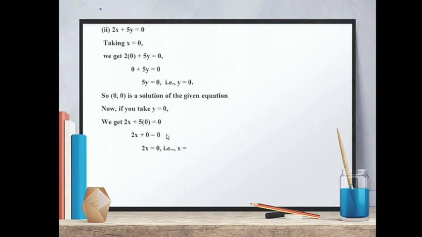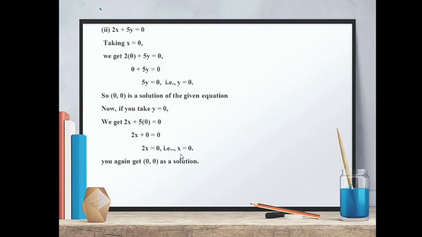Therefore x is equal to 0. So here we got x as 0, as I have taken y as 0. By simplifying the equation, by putting the value of y in the equation, I got x as 0. Then the solution is, you again get (0, 0) as a solution of the given linear equation.